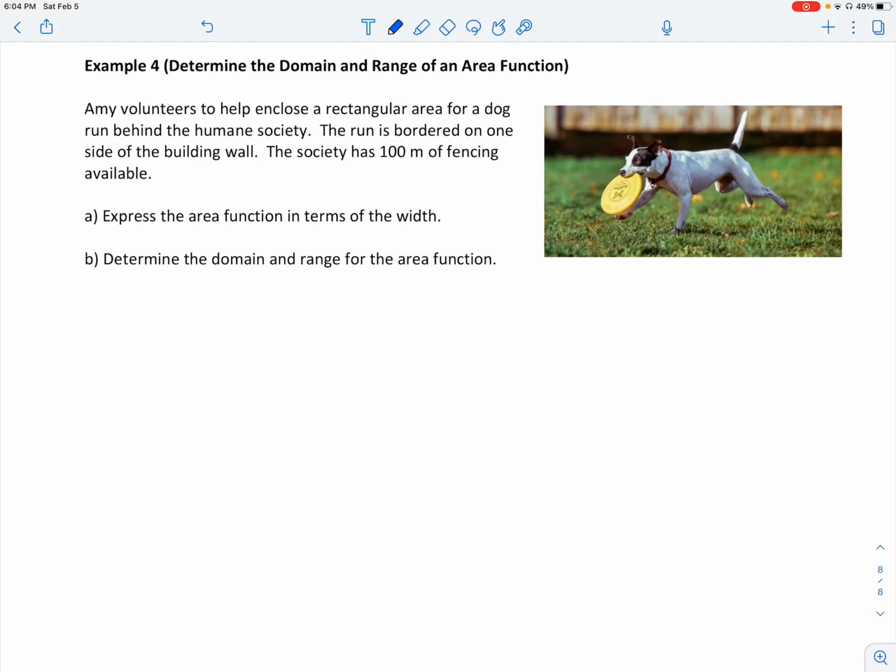Okay, welcome back. We are looking at example 4, determining the domain and range of an area function. This is going to be a real life application question. We'll see how domain and range plays a part in that.